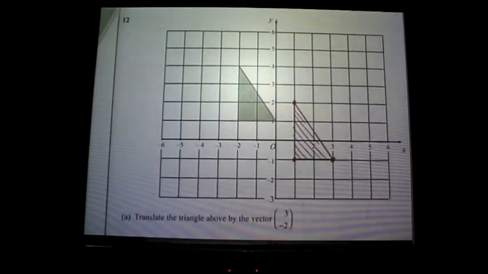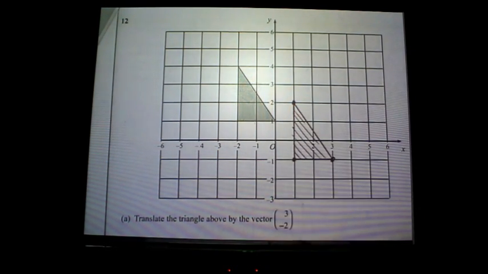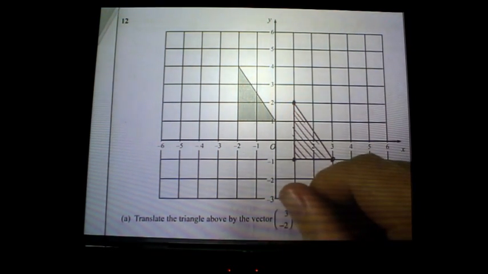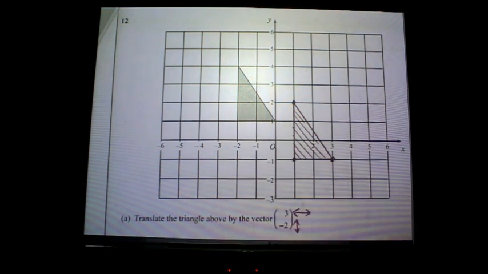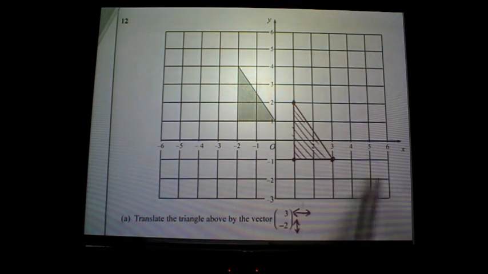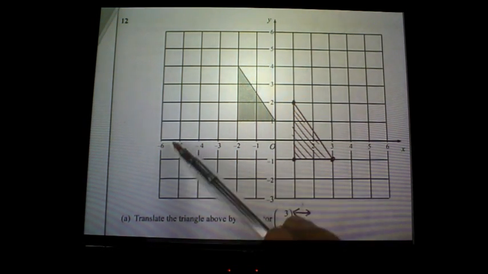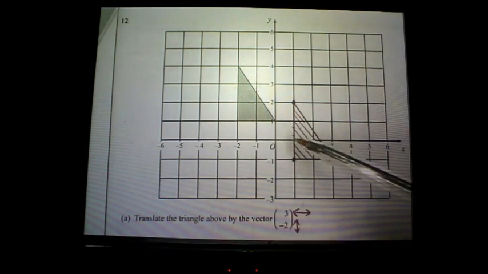Question number 12 rather. Translate the triangle (3, -2). The top one means move it across either direction, and the bottom one means move it up or down. It works the same way as the coordinates. If it's going this way, it's positive. If it's going that way, it's negative. Or upwards is positive, or downwards is negative.